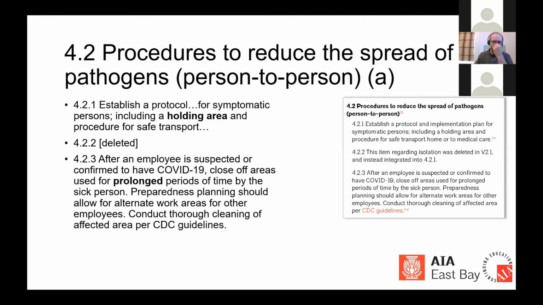Okay, so procedures to reduce the spread of person to person. It's all about establishing a protocol. Is there a holding area in your building if someone is found to be symptomatic? And is there a procedure for safe transport? I can tell you this: one thing that's changed from the earlier documents is that it was discussing if someone has been confirmed, while they're in your building, to have the virus, and this has been changed to someone who's just simply symptomatic.